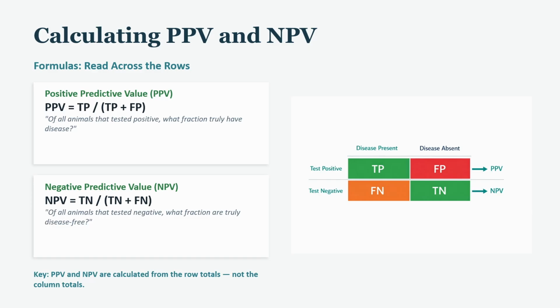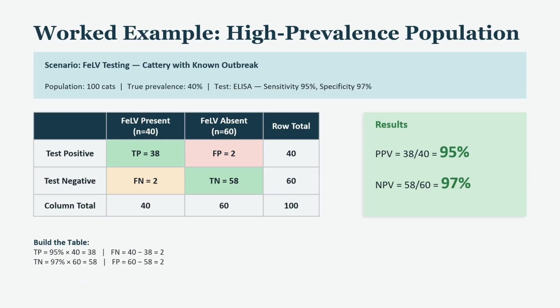PPV and NPV are not just about test quality. They're about test quality and the prevalence of the disease in the population being tested. The same test will have a very different PPV in a high prevalence versus a low prevalence population. This is the single most important concept in this talk, and we're going to demonstrate it with numbers right now. Let's work through a concrete example.